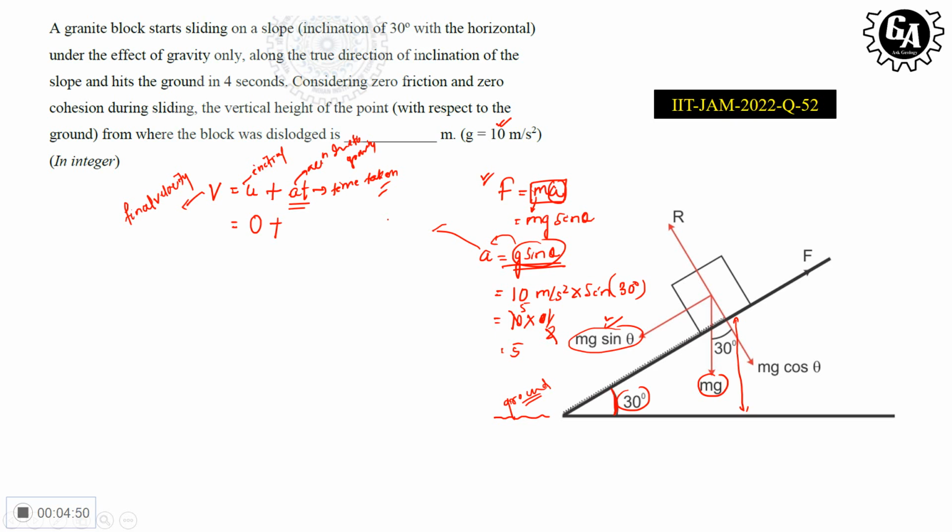Okay, acceleration is 5. So a is 5 into what is the time taken? That is the 4 second. Okay, this is 5 cross 4, that is 20 meter per second. This is the final velocity. Okay, the initial velocity, it started from 0, and what is the final velocity? That is the 20 meter per second.